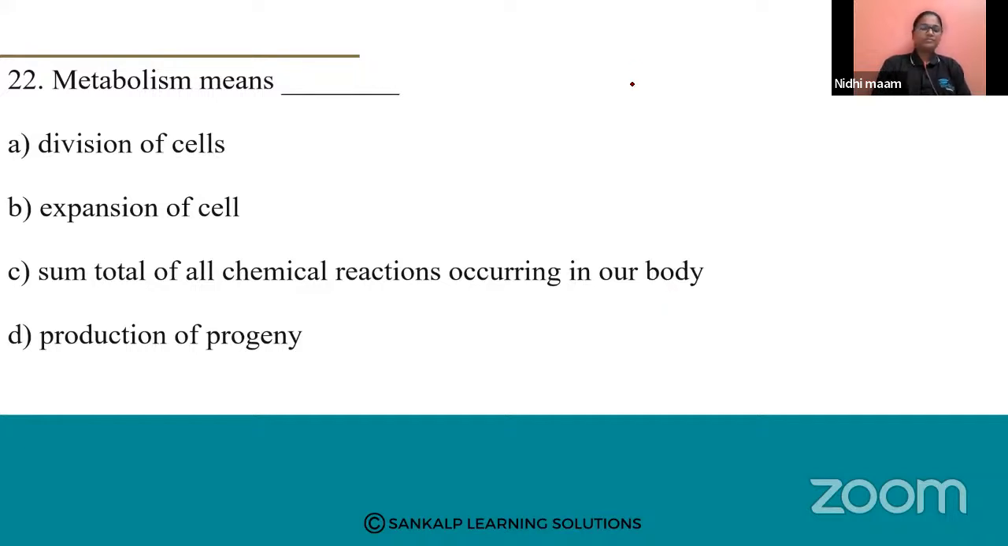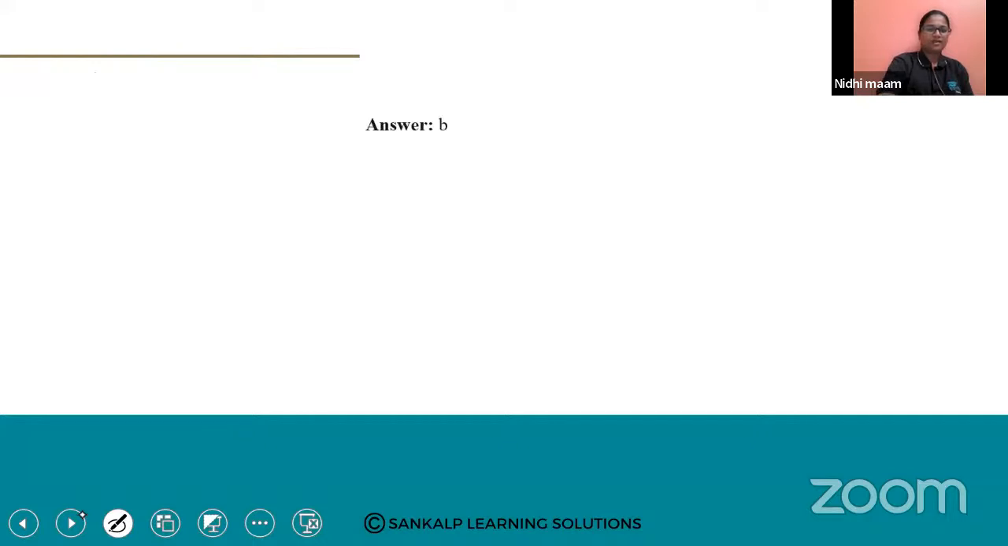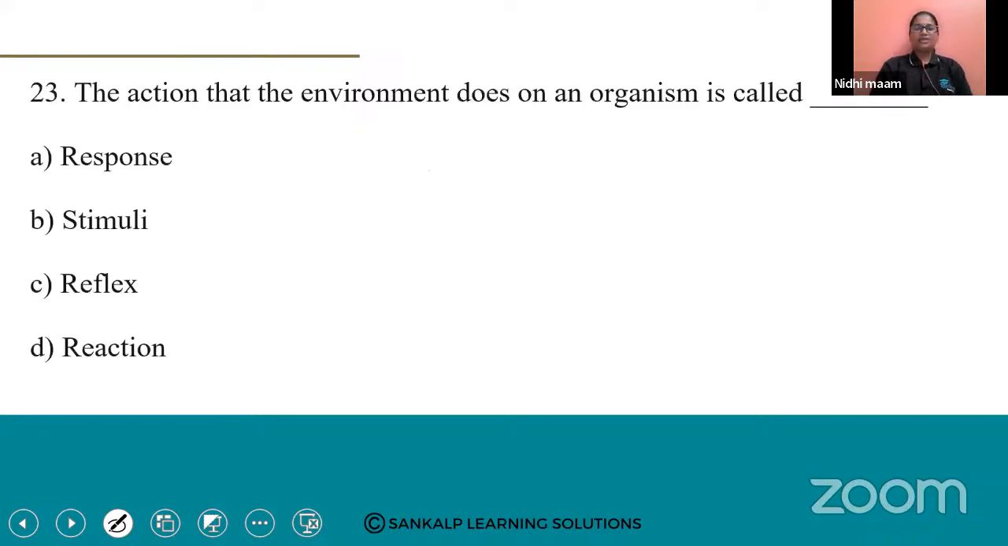Good. Option C, sum total of all the chemical reactions. Sum total of all the chemical reactions is the right answer. Option C, it is not option B. Option C. Next question. The action that the environment does on an organism.